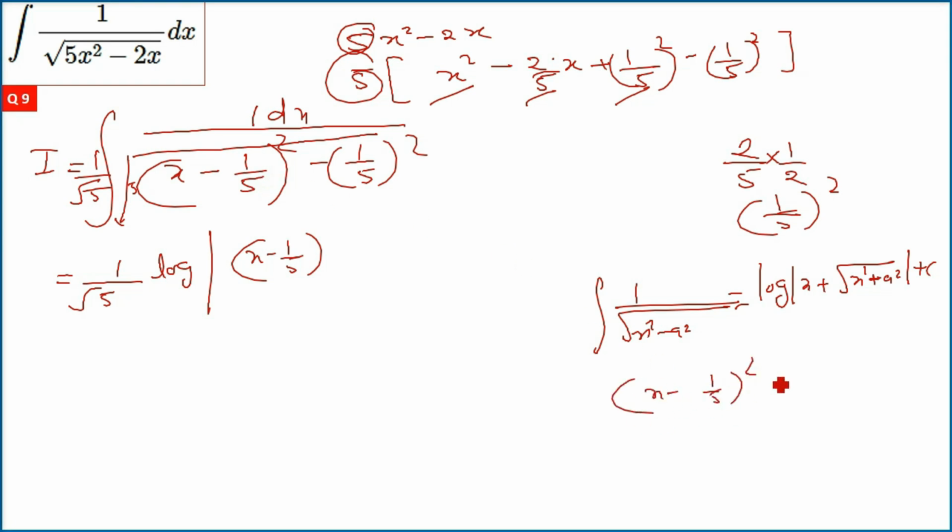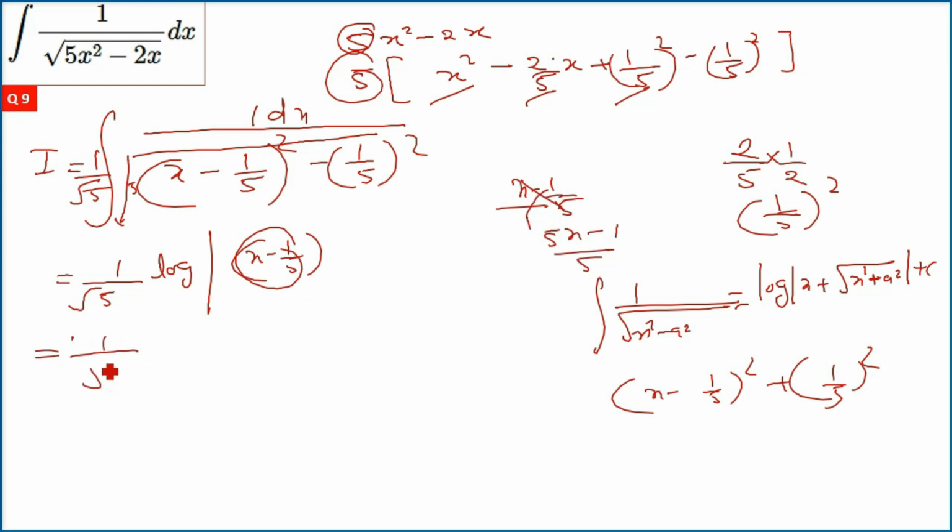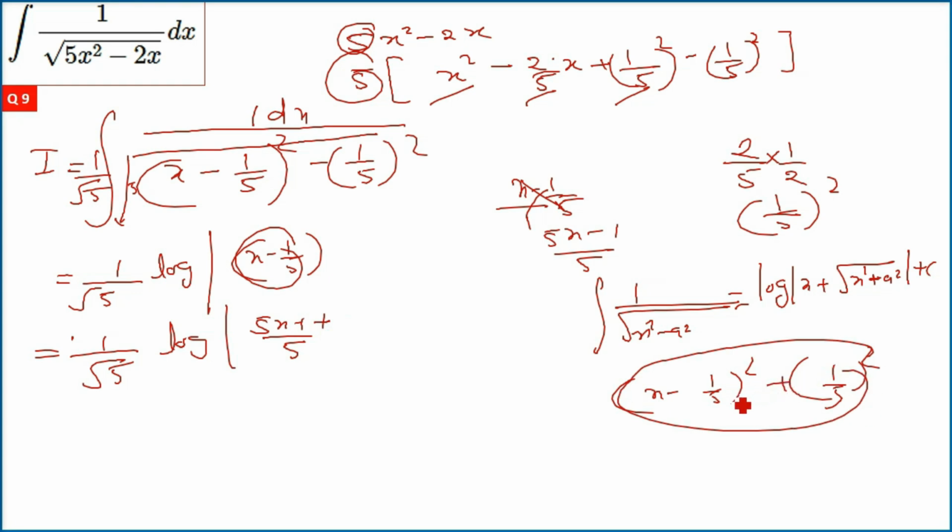So I am writing this as x minus 1 by 5 as x, and under root x square plus a square. So under root x minus 1 by 5 whole square plus 1 by 5 whole square will also come. So x minus 1 by 5 is just x. So this will be 5x minus 1 by 5. You can write it as 1 by root 5 log of 5x minus 1 by 5, plus, and I am writing the final result, what will come here. It will be under root 5x square minus 2x. The same result has to come by under root 5. You can also write it as under root 5x square minus 2x divided by under root 5. This will be your final result.